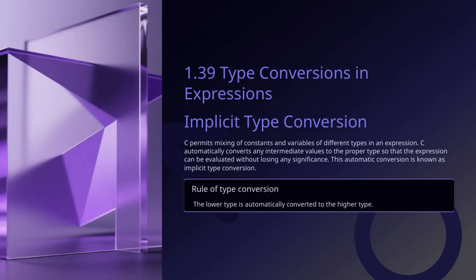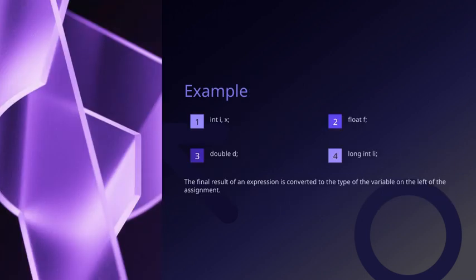Now, a key rule to remember is that the lower type is always automatically converted to the higher type. For example, if you're combining an int and a float, the int will be promoted to a float before the operation proceeds. This ensures that no significant data is lost during the calculation. Understanding this automatic conversion is crucial because it helps us write safer, more predictable code. It also connects to the overall theme of how C manages data types efficiently behind the scenes, making complex expressions work seamlessly. Let's look at this example to understand type conversions better.